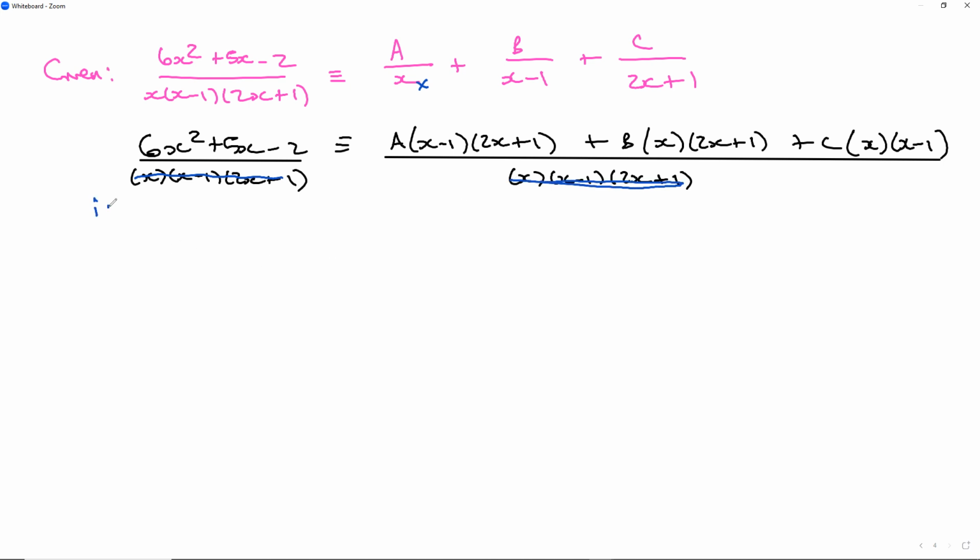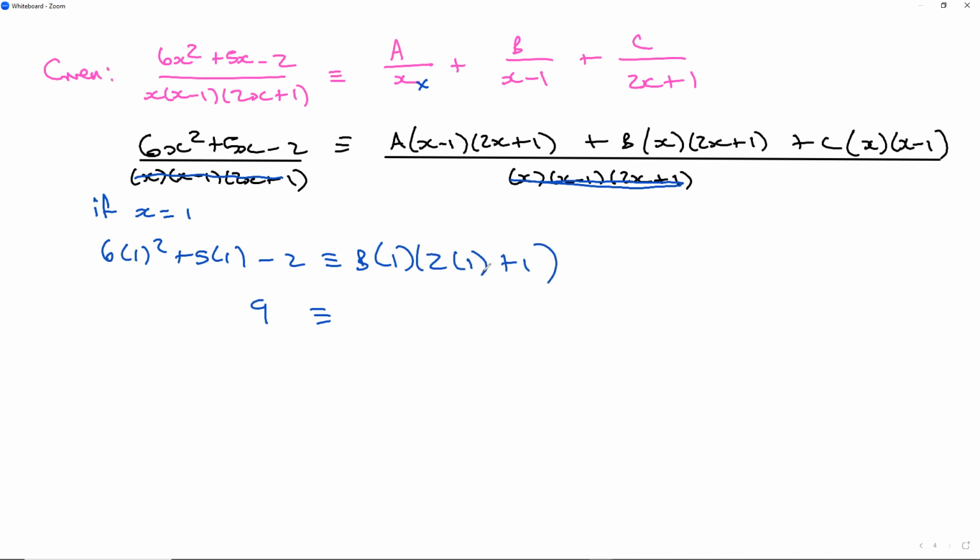Now if x equals 1, we get 6 times 1 squared plus 5 times 1 minus 2, which is 6 plus 5, which is 11, minus 2, which is 9. This is exactly equal to, A disappears, B is left, C disappears. So B multiplied by 1 times 2 times 1 plus 1. 2 times 1 is 2, and 2 plus 1 is 3. So it becomes 3B, and therefore B equals 3.